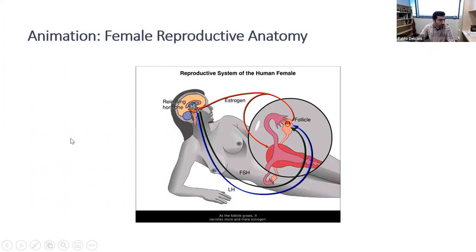As the follicle grows, it secretes more and more estrogen. This stimulates further development and thickening of the uterine lining.